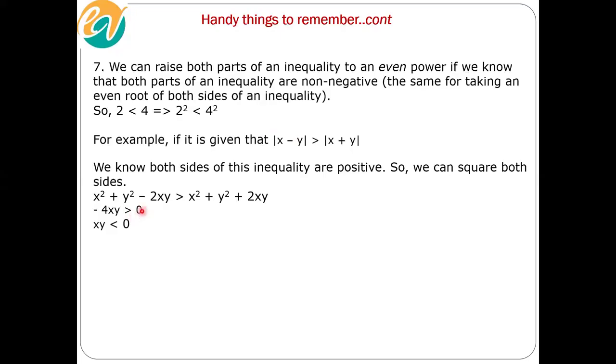So x square plus y square minus 2xy is greater than x square plus y square plus 2xy. X square, y square get cancelled. So minus 4xy is greater than 0. What do we do from here to here? Multiply both sides of the inequality by minus 4. Since we are multiplying both sides of the inequality by minus 4, what happens? The inequality sign flips. So xy is lesser than 0 is the solution of this inequality.